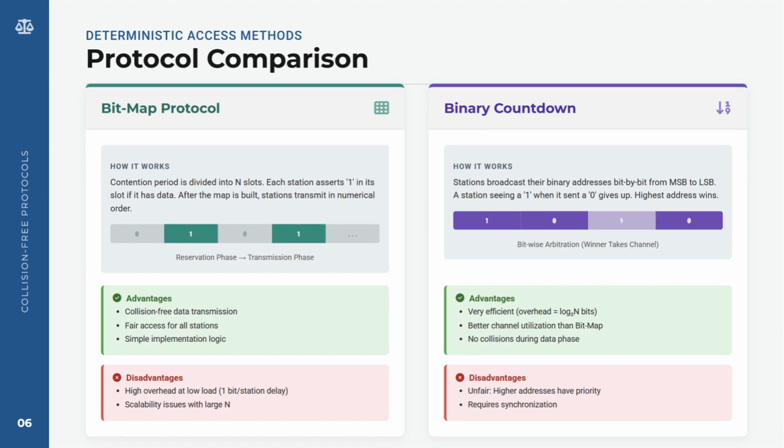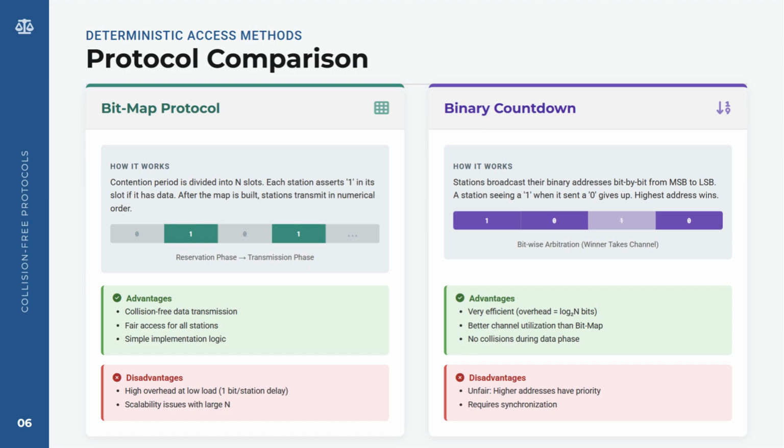Another collision-free channel access method is the binary countdown protocol. In this protocol, each station has a unique binary address. When multiple stations want to transmit data, they start broadcasting their addresses bit by bit, beginning with the most significant bit. During each bit transmission, if a station sends a 0 but detects a 1 on the channel, it immediately stops transmitting. This means that stations with lower addresses drop out of the competition. Eventually, only the station with the highest binary address remains. That station wins the arbitration and gets permission to transmit its data.